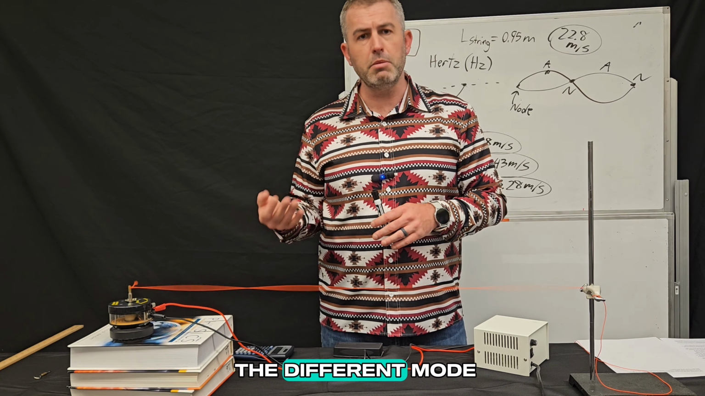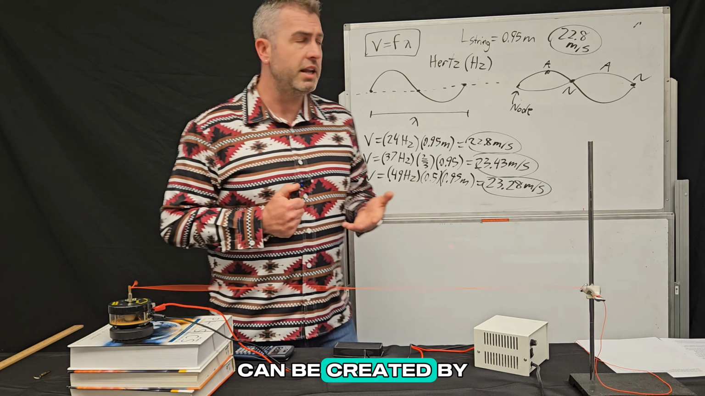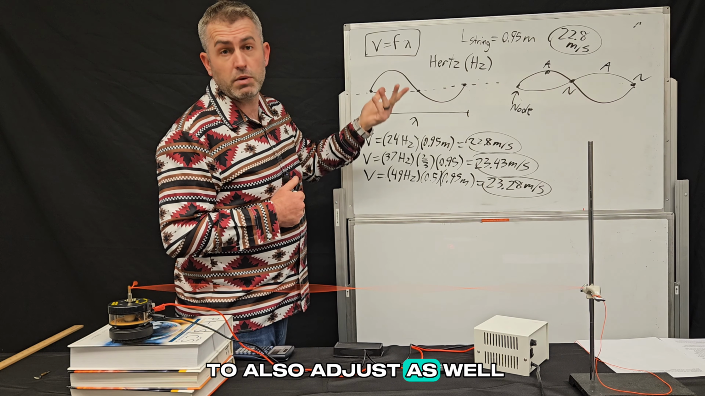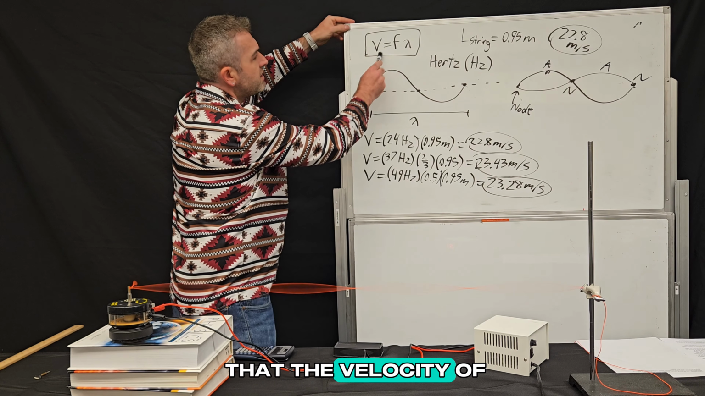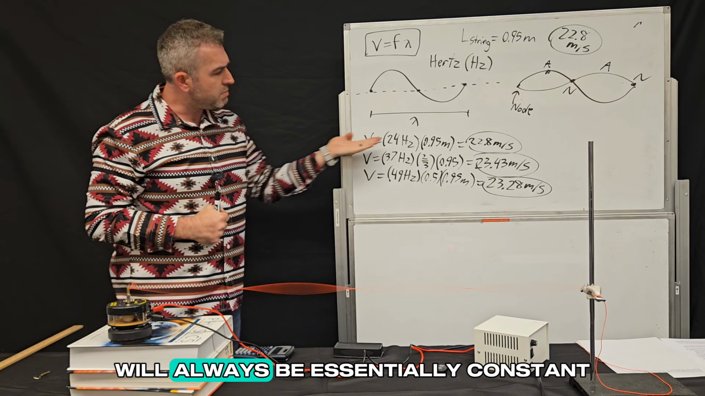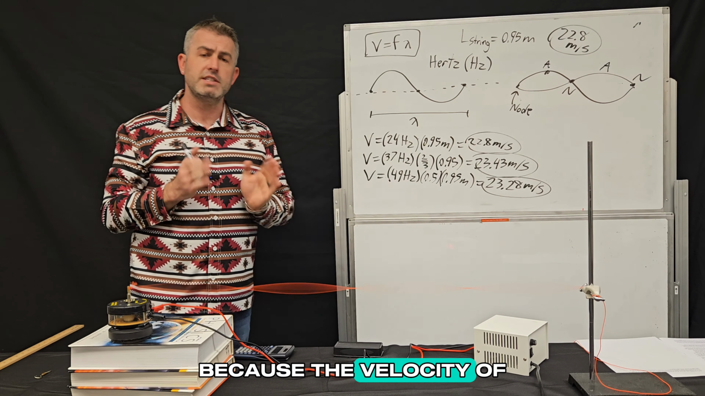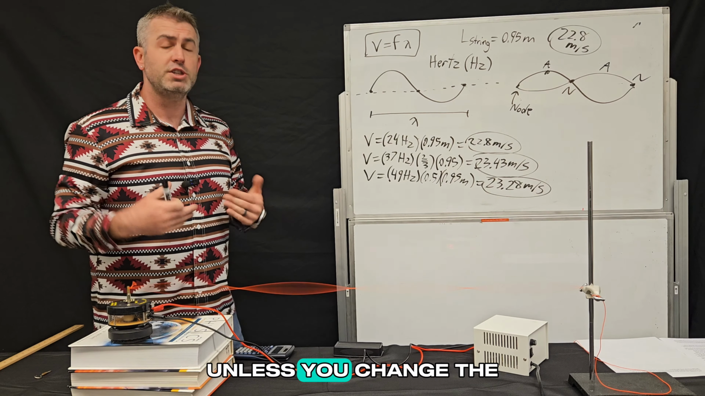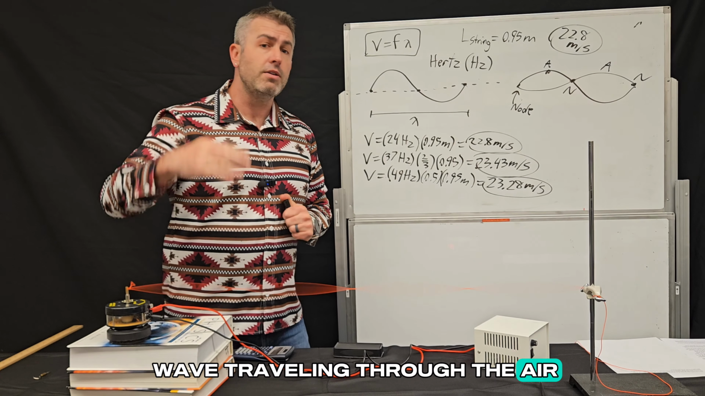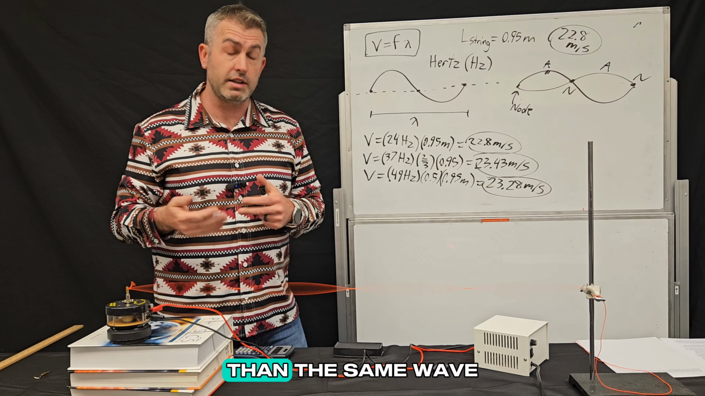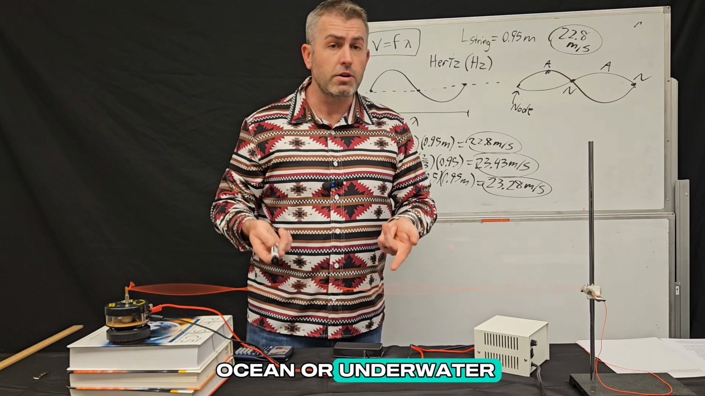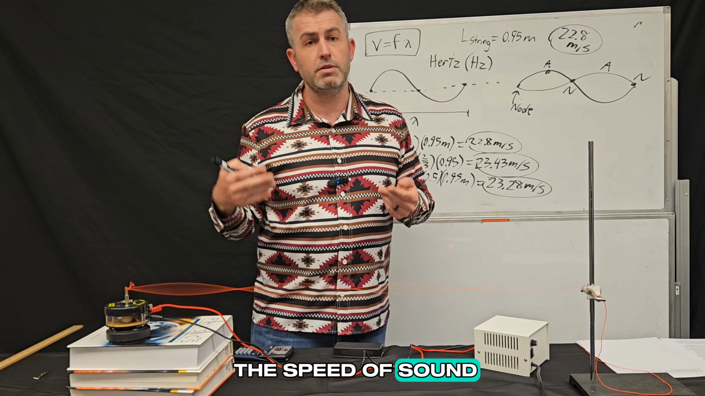And we also learned the different mode shapes and the different harmonics can be created by just adjusting this frequency, which causes your wavelength to also adjust as well. But we also saw that the velocity of the wave, no matter how high the frequency gets or how small the wavelength gets, will always be essentially constant, because the velocity of a wave cannot change unless you change the medium through which it travels. So for example, a wave traveling through the air is going to have a different velocity than the same wave traveling underwater, right? And actually the speed of sound in the ocean or underwater is significantly faster than the speed of sound through the air.